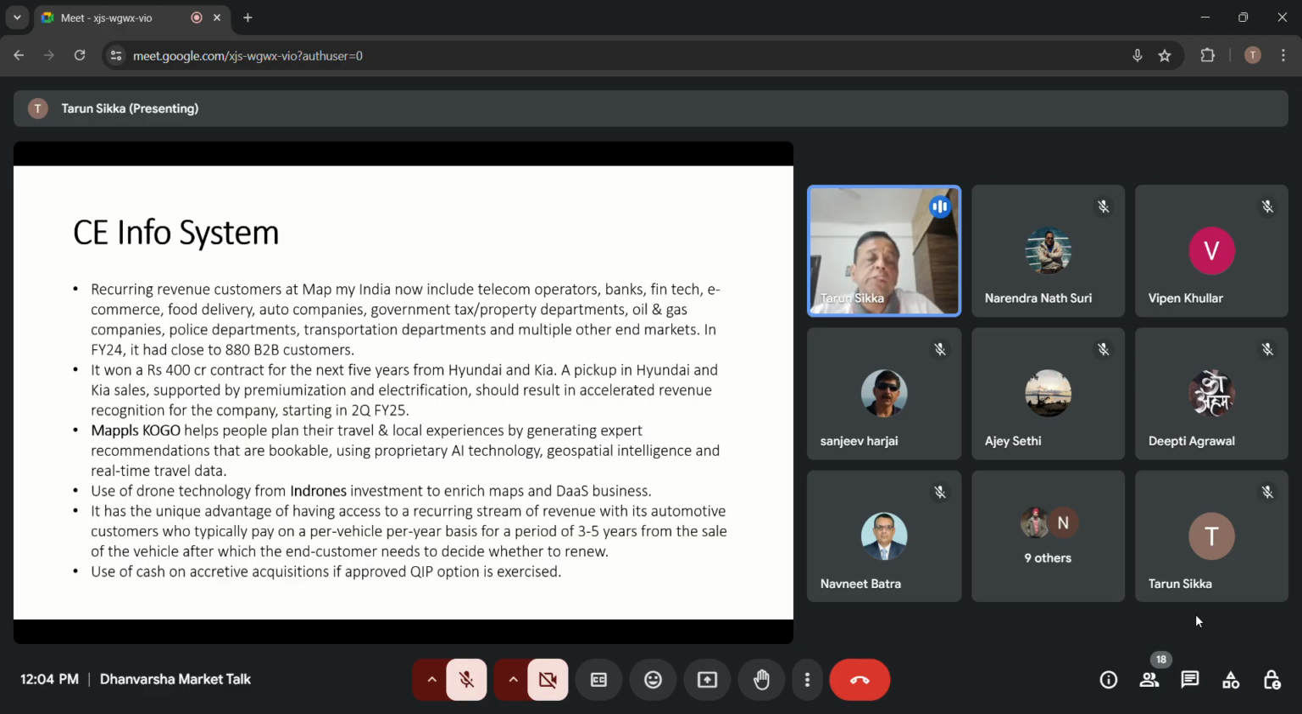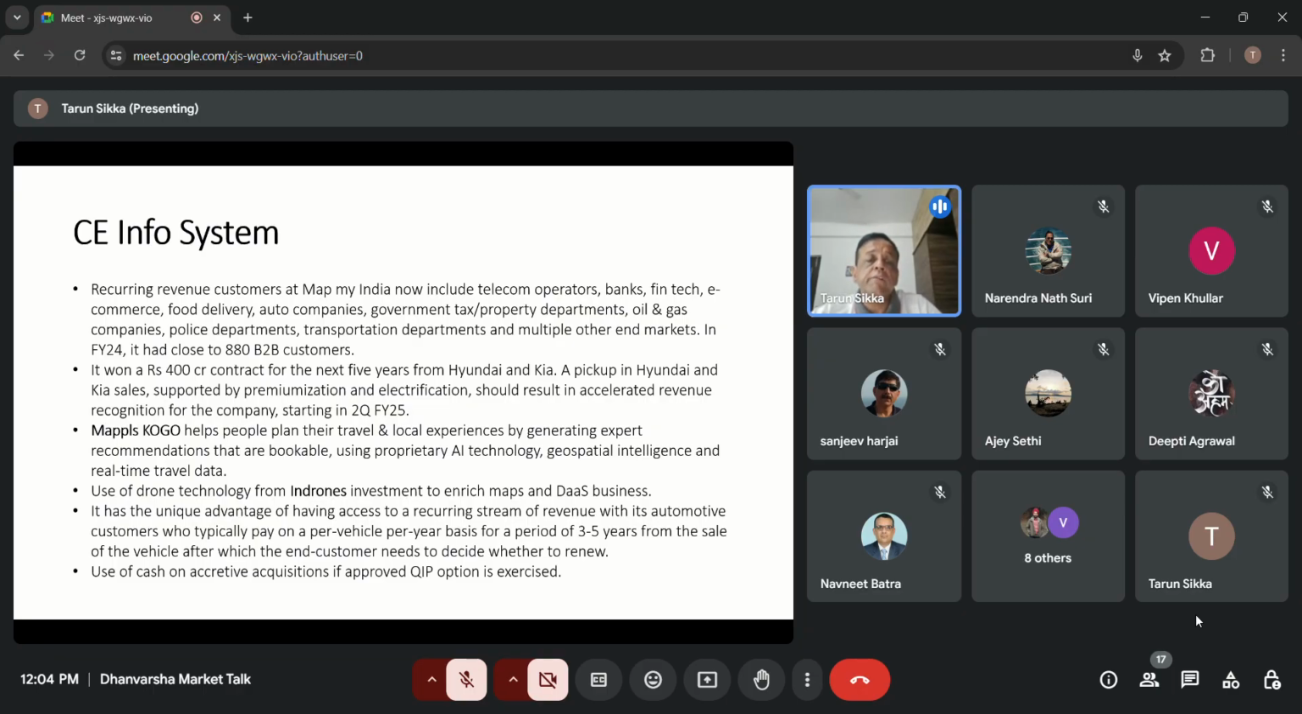Use of drone technology from the drones investment to enrich the map and DAS business. DAS is the drone as a service business. Now they have acquired some stake in this company also, in drones also.